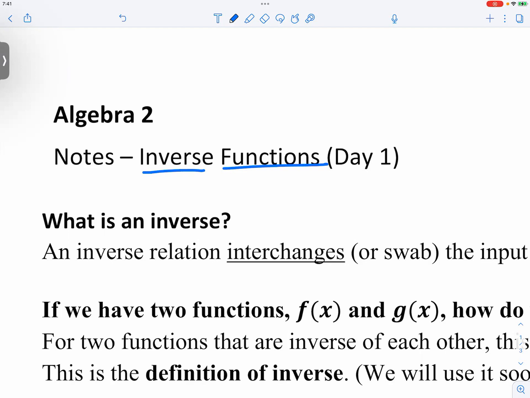Do you still remember back in Algebra 1? How can you tell if something is or is not a function? So how do we tell if something is a function or not? It's what? If the x value repeats, I mean, if the x value repeats, what happens?